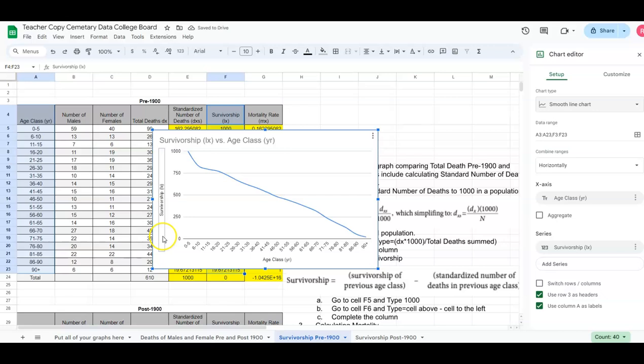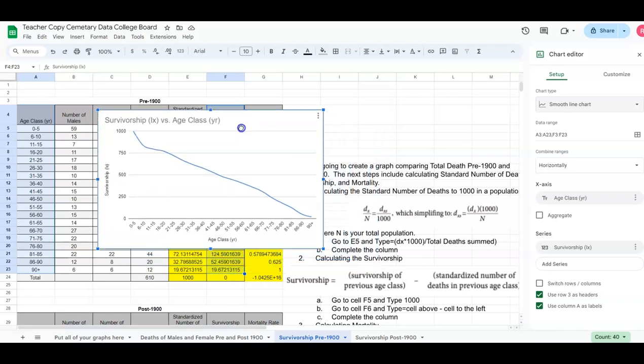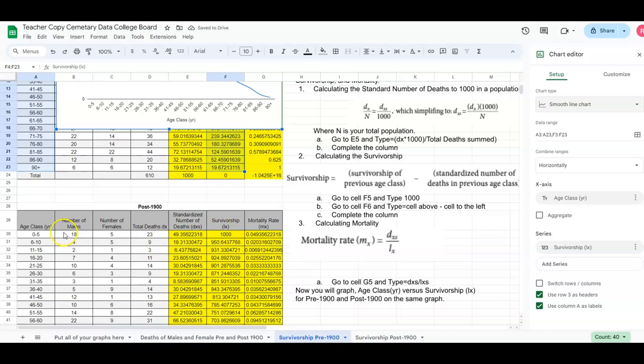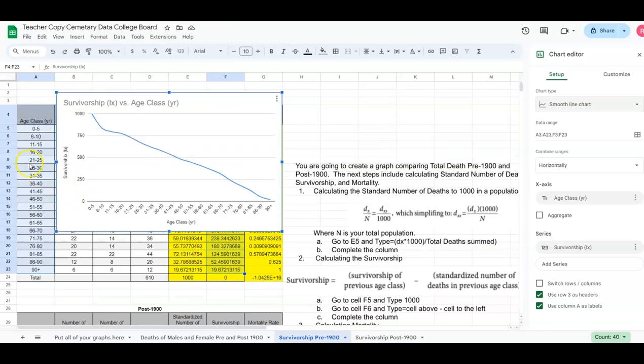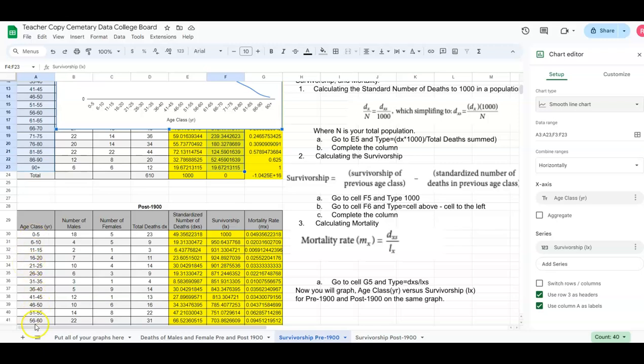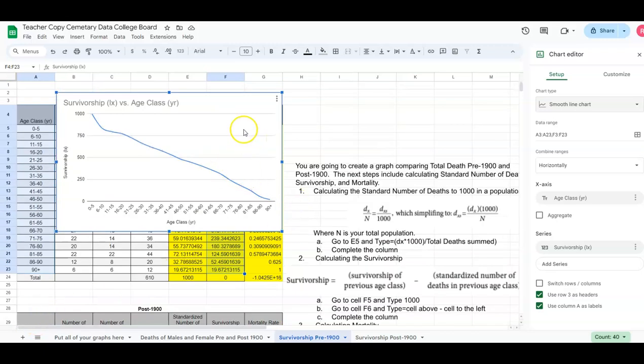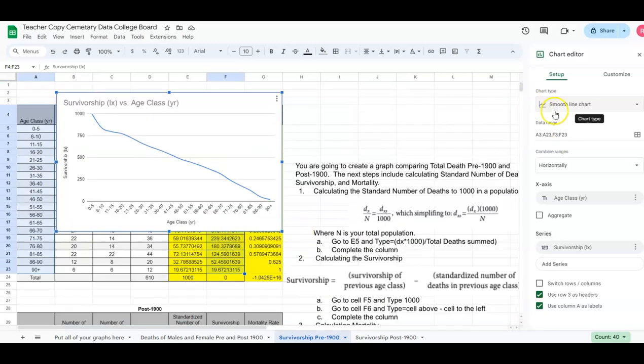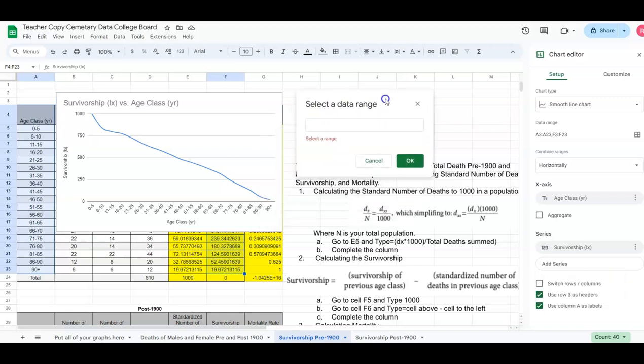I've got survivorship on the y-axis and my age range on the x-axis. Okay, what I want to do now is, if this is pre-1900, I want to add post-1900. Now notice that my x-axis on this chart and my x-axis on this chart are identical, so all I really need to add is the y data from here. The way you do that is you go down here to add series. You click on add series, and this is saying, what cells do you want? Select a data range.